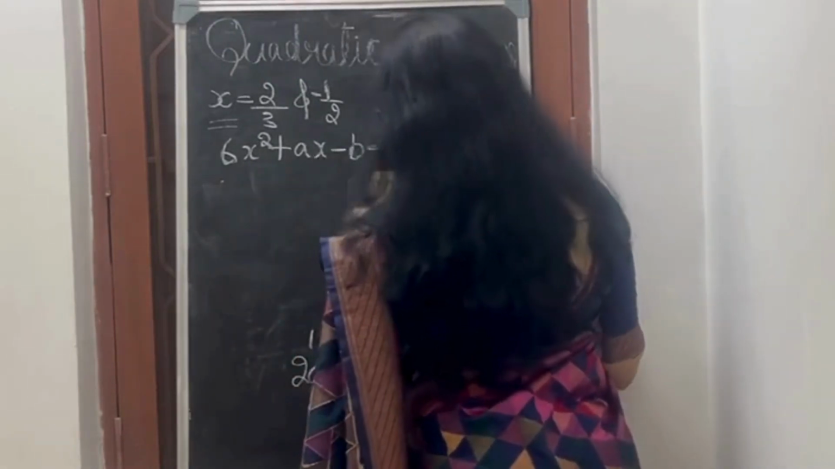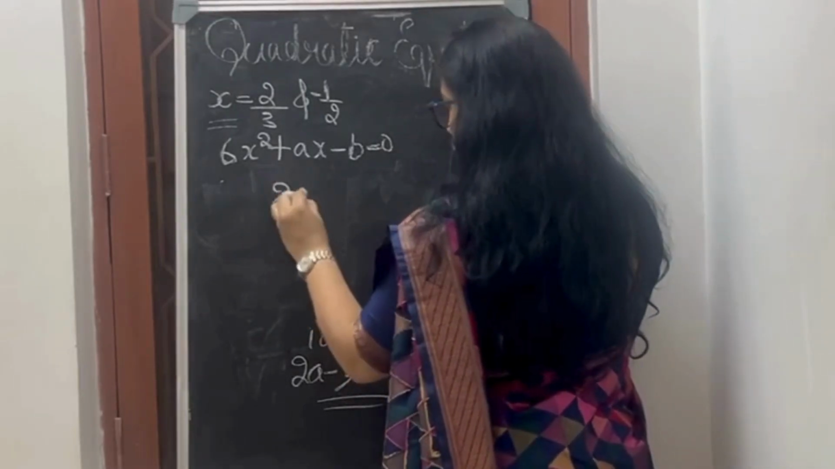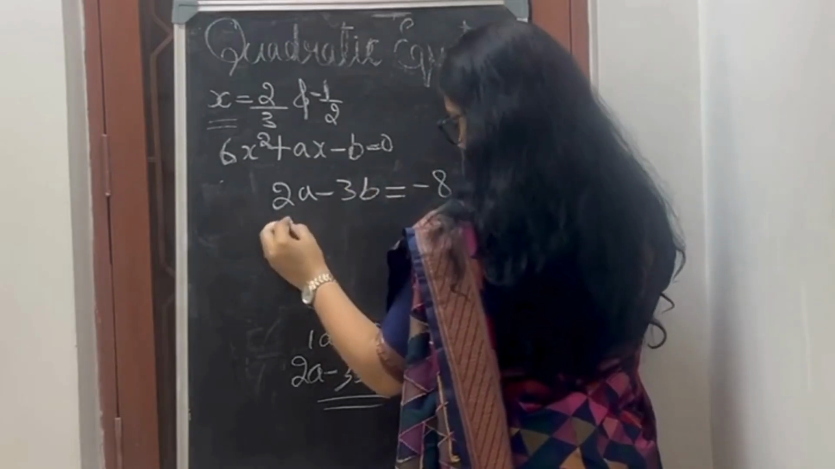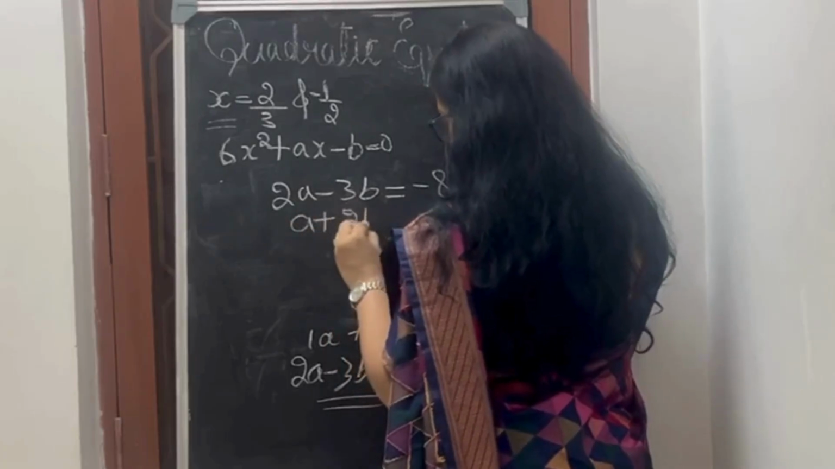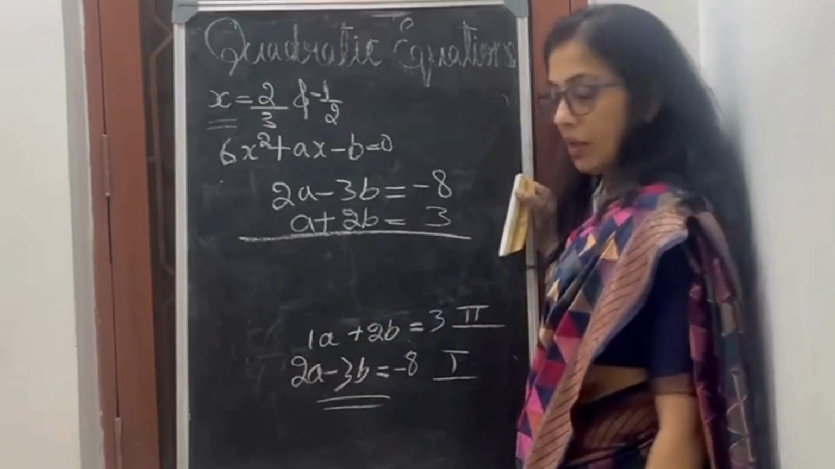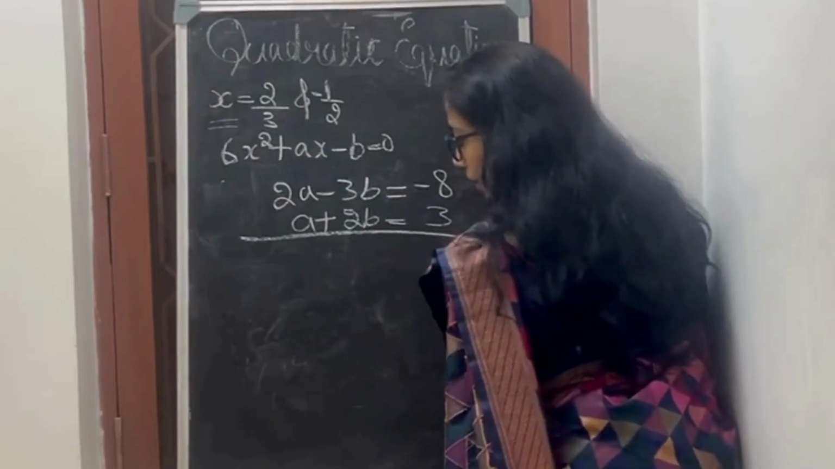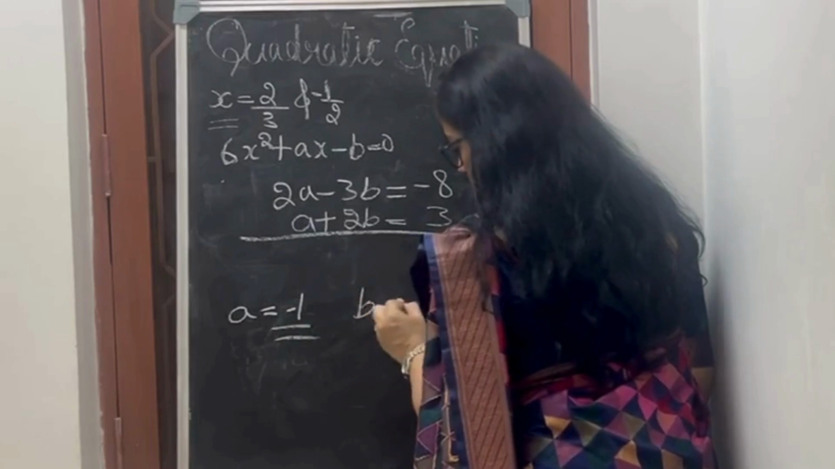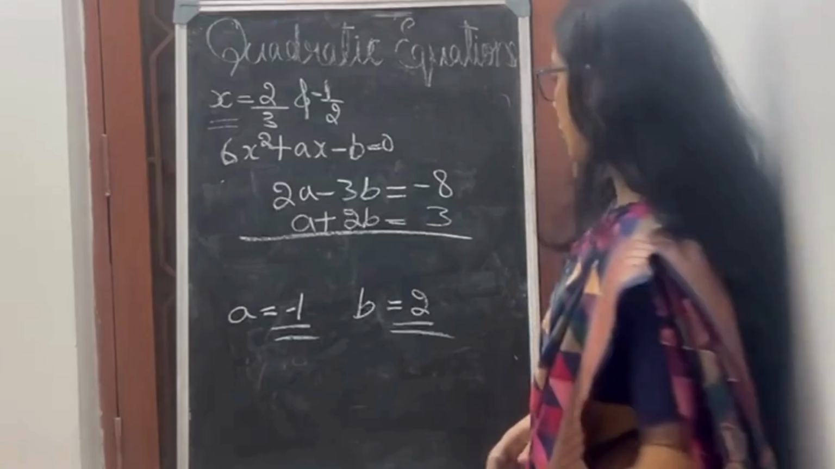Now I have to solve these two equations. Last year you were taught how to solve equations. So 2a minus 3b equals minus 8, and the other is a plus 2b equals 3. When I solve these equations, the final answer that I get is a equals minus 1 and b equals 2.